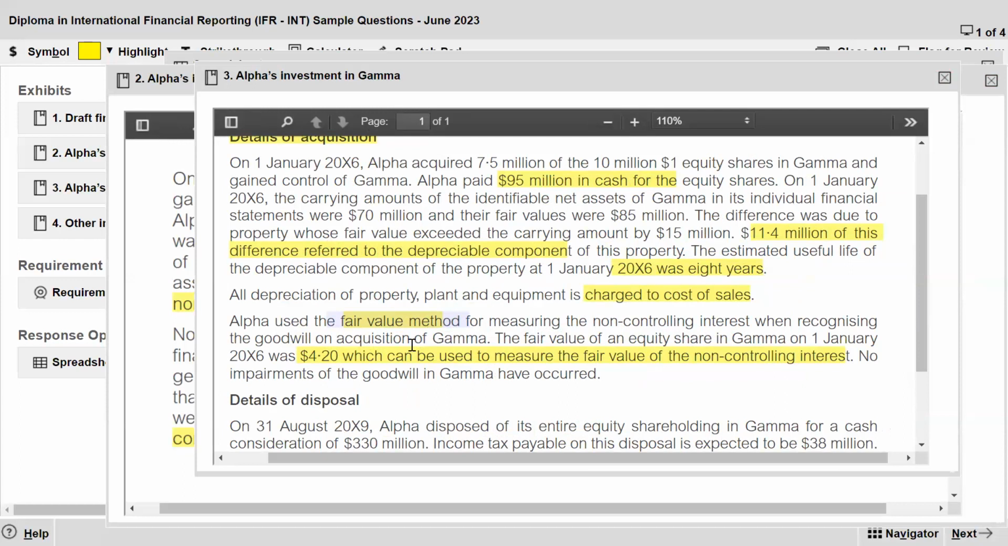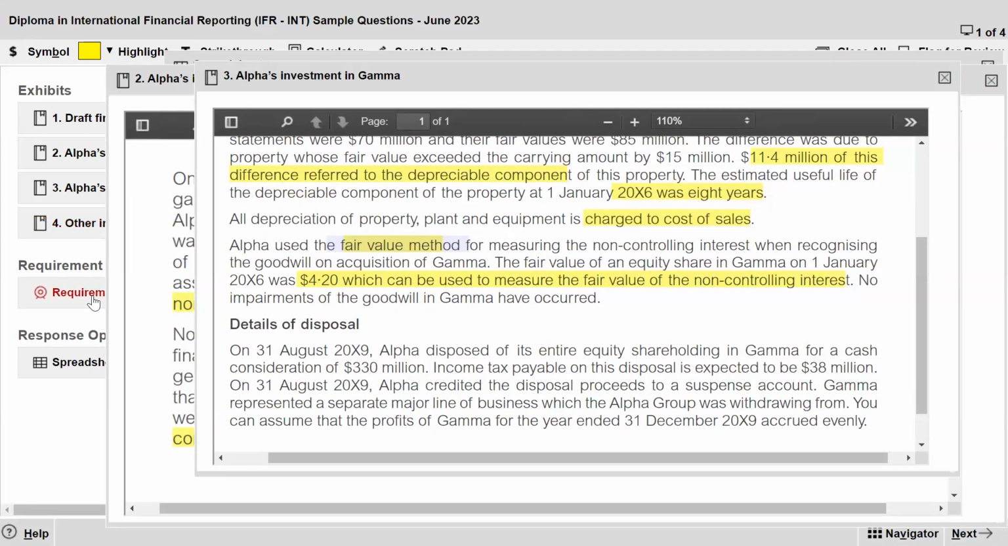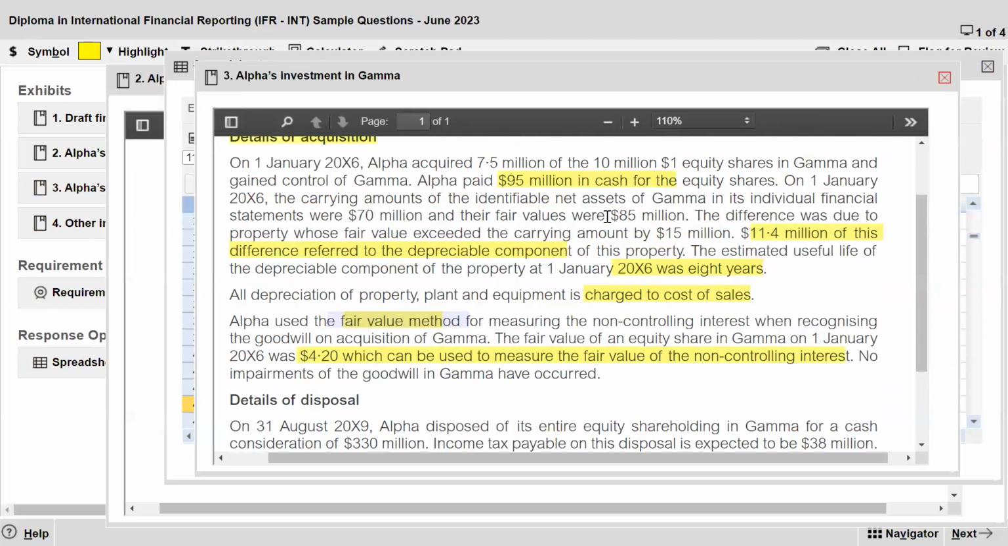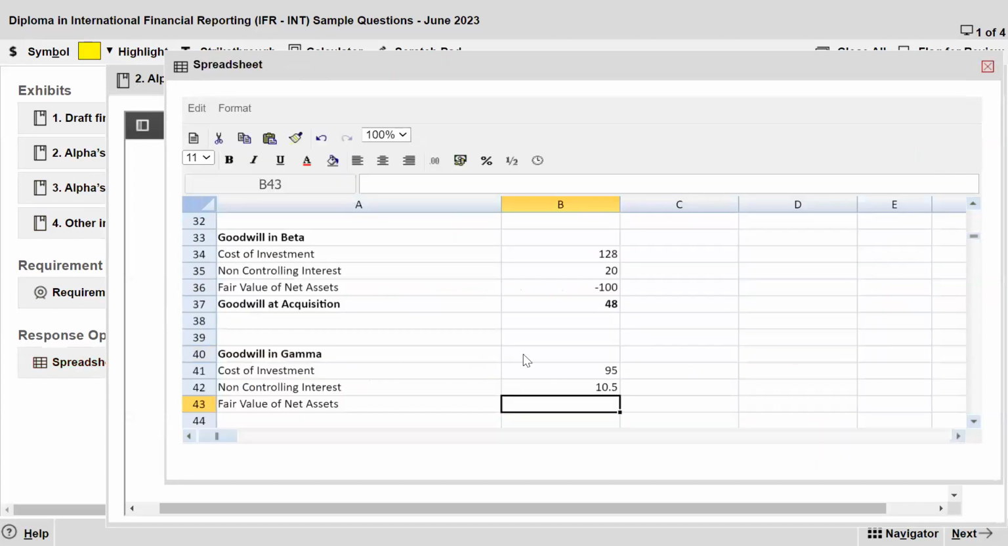Okay, lovely. Now what next is there? The next situation. So we have got what the non-controlling interest is. Then there is the fair value of net assets. When we talk about the fair value of net assets, we've been told here that the fair value of net assets was 85 million, right? So this was 85 million.